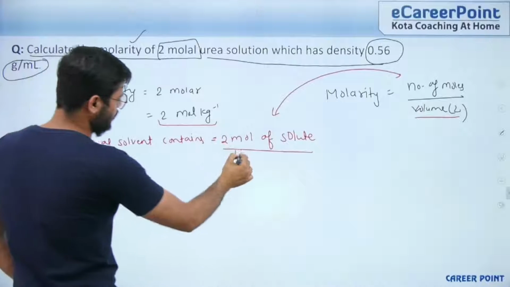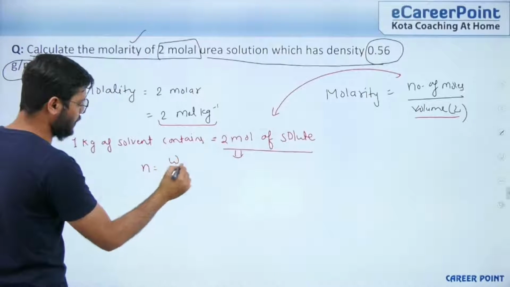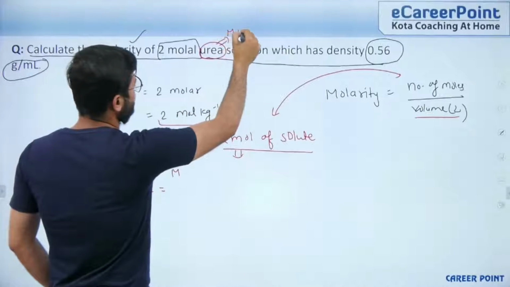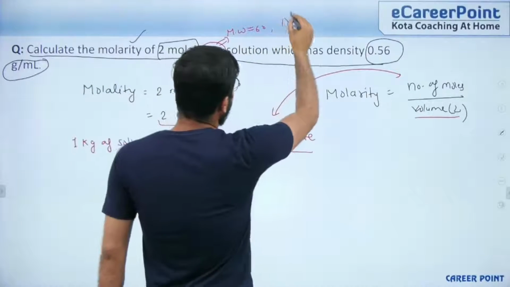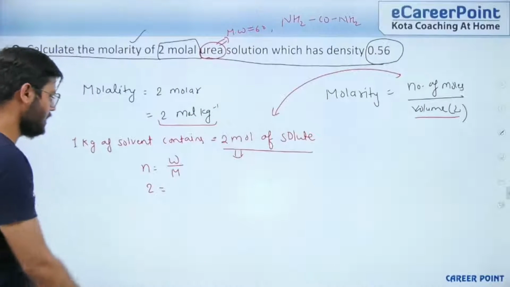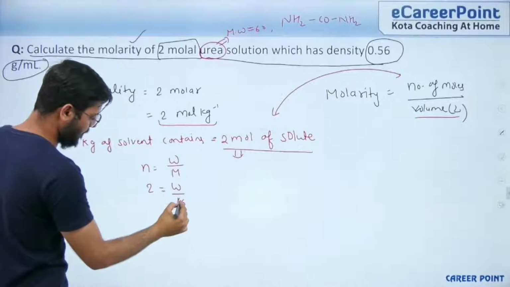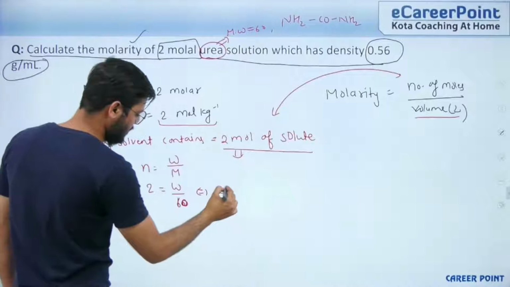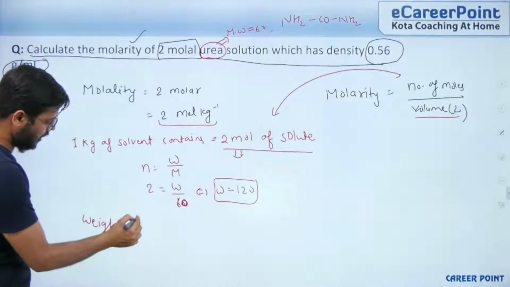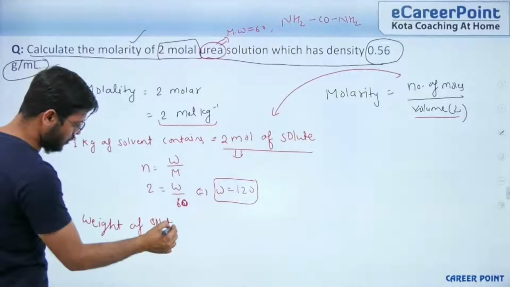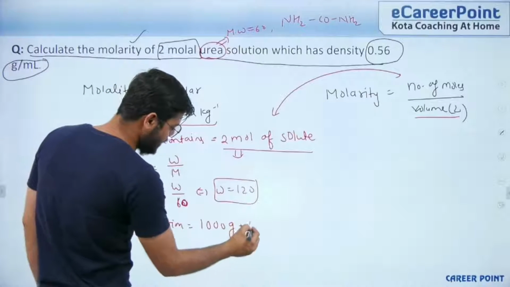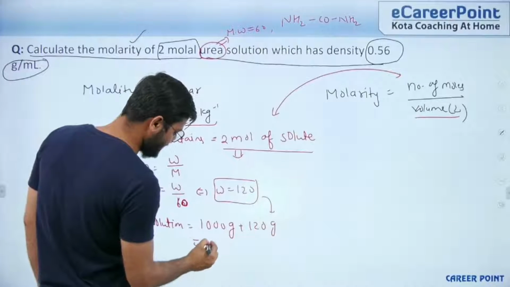So we just take this advantage. Number of moles equal to weight upon molecular weight, 2 mole, and we have the urea. The molecular weight of urea is 60. What is the formula of urea? NH2CONH2. So this is the urea, dear students. So weight is 2 times 60, which is 120. Now tell me, what will be the weight of solution? You know that solvent is 1000 gram, which is 1 kg, plus 120 gram of solute. So total weight is 1120 gram.